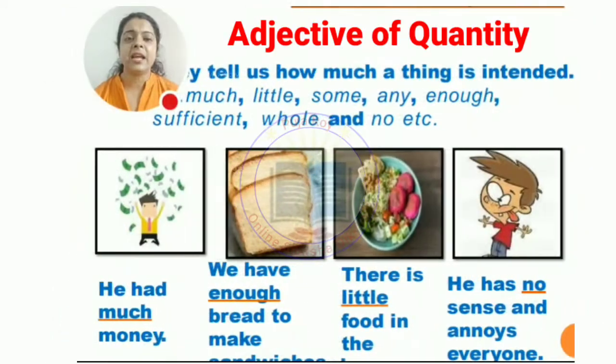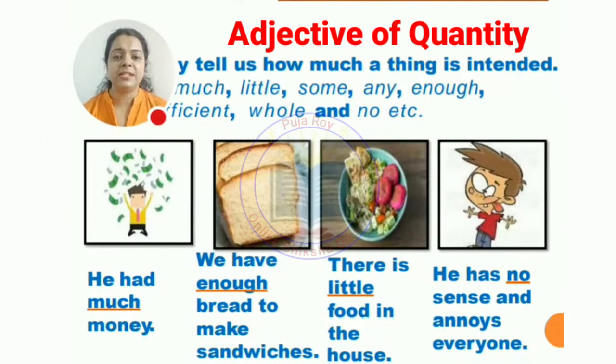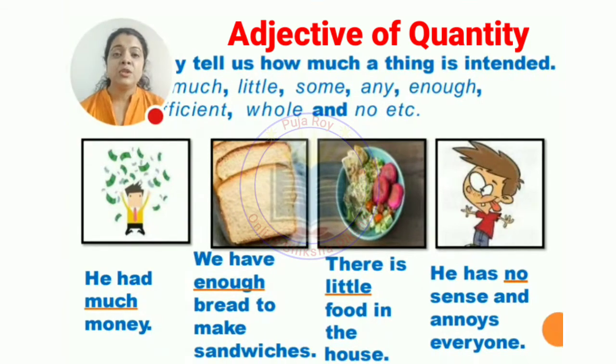The second kind is adjective of quantity. Quantity means how much. Always remember, when we talk about adjective of quantity, we talk about how much the item is. Any countable noun does not have a quantity, so when we talk about adjective of quantity, we always talk about uncountable nouns. Here we have the first sentence: he had much money. Money is not countable, so we have applied much instead of many.